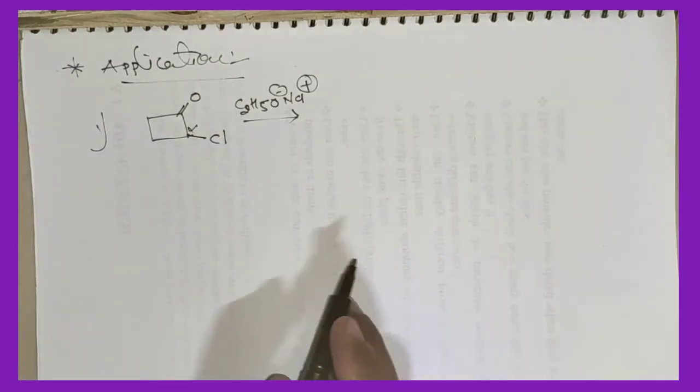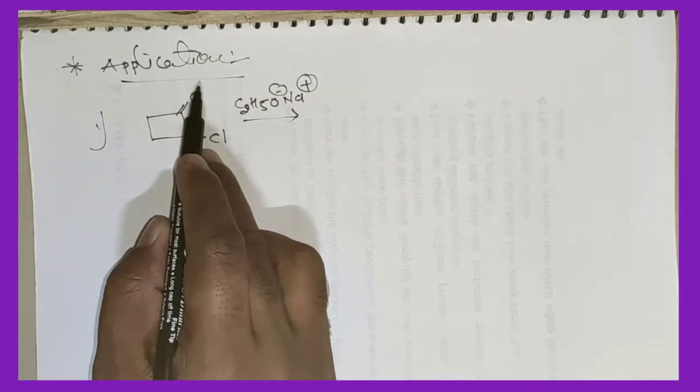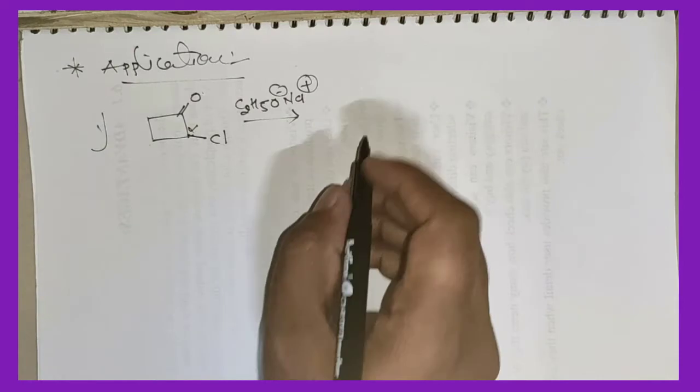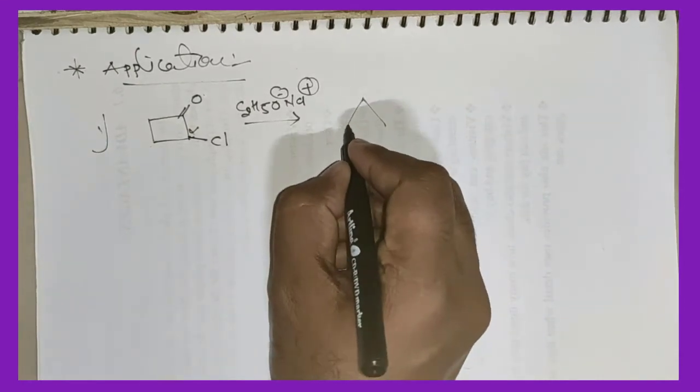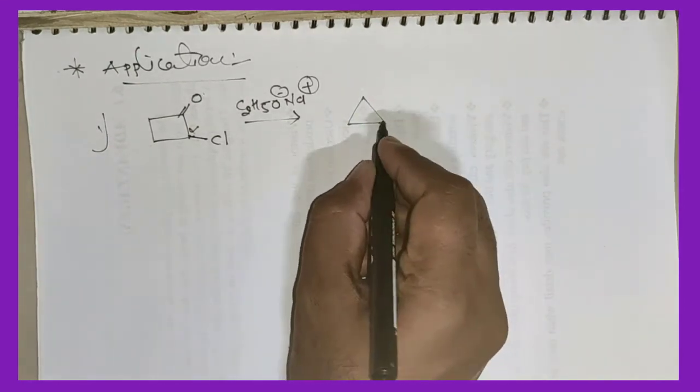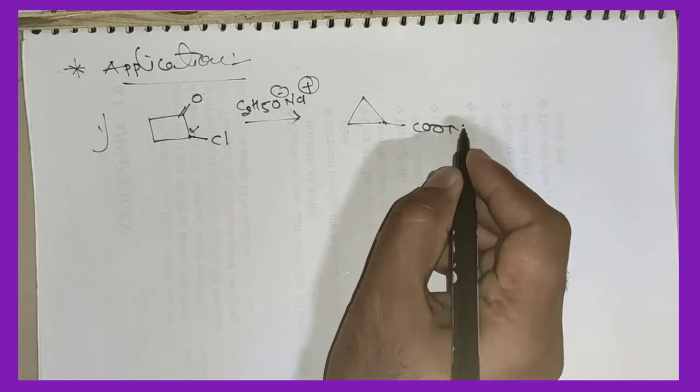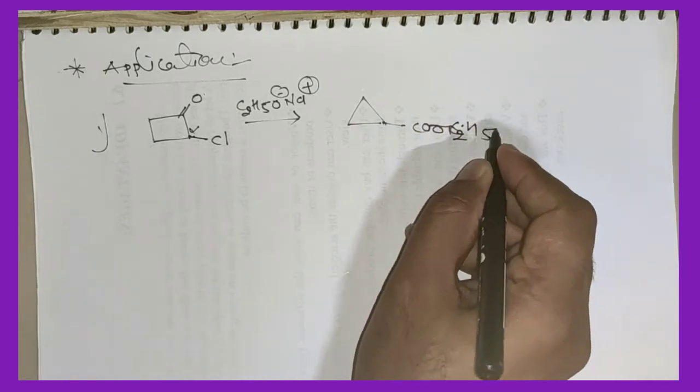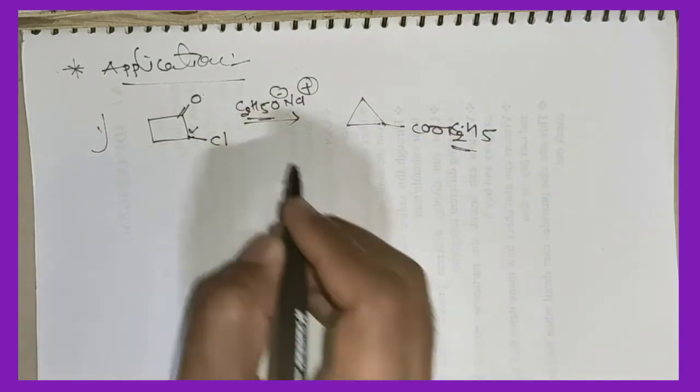ओके, हमने क्या डिस्कस किया? जो कार्बोनाइल वाला कार्बन है वो कार्बोक्सिलिक एसिड में कन्वर्ट होगा. That means 1 to 3 carbon is also here, so it is now converted to 1 to 3 carbon, and this carbon is converted to COO C2H5. Why C2H5? Because here we are adding sodium ethoxide, so this is the product.